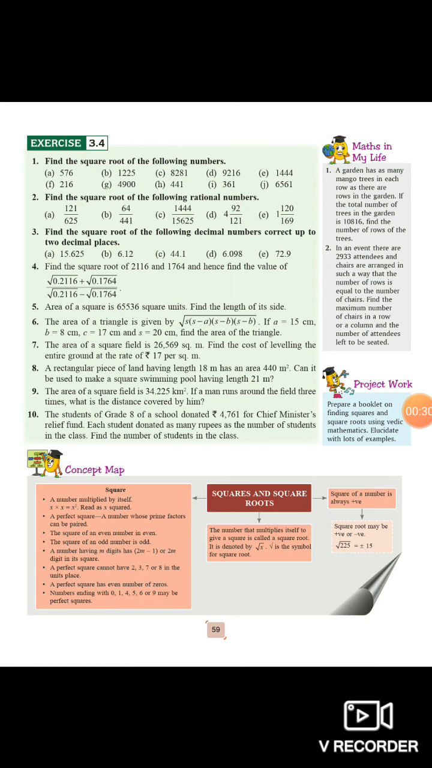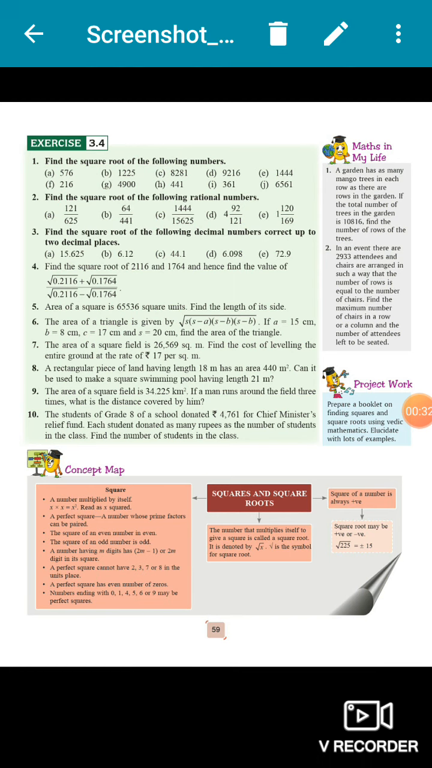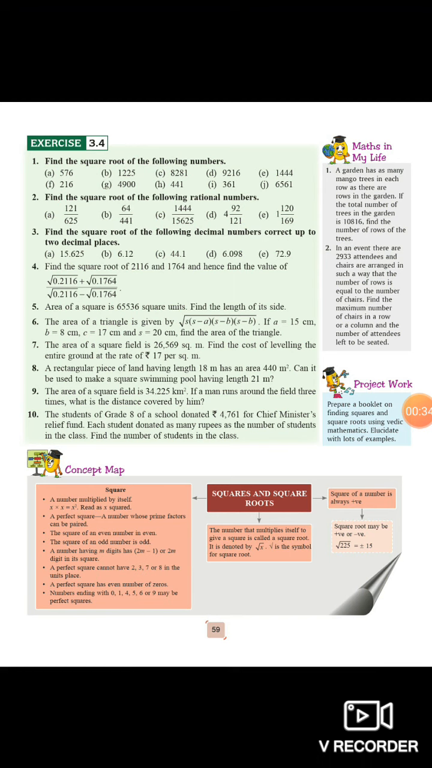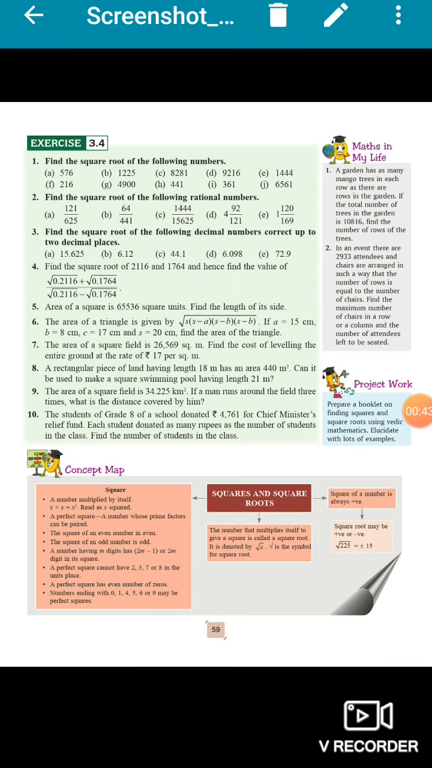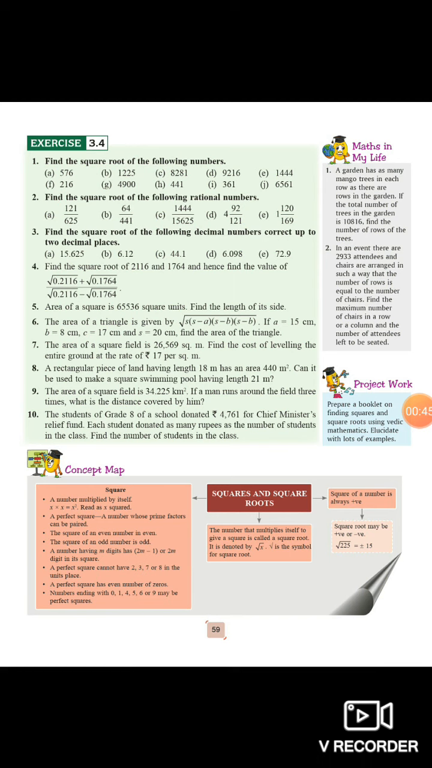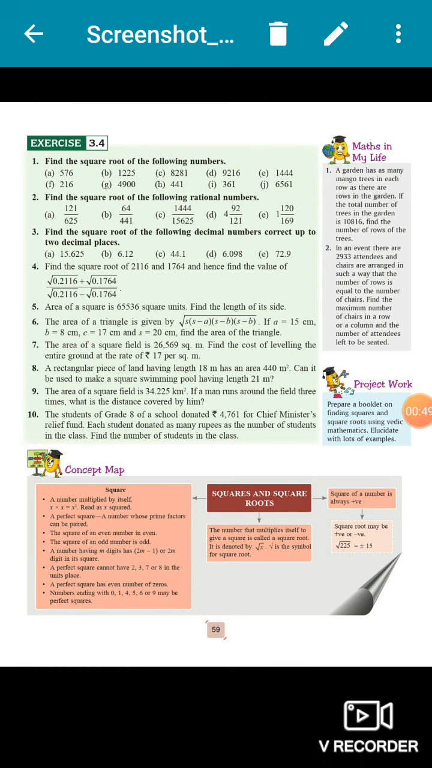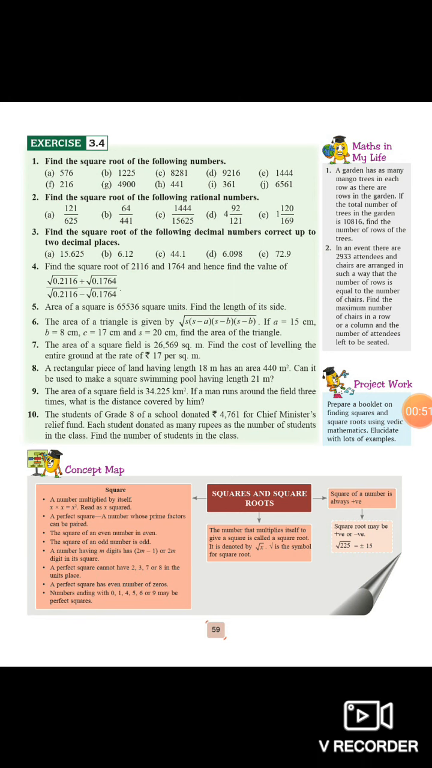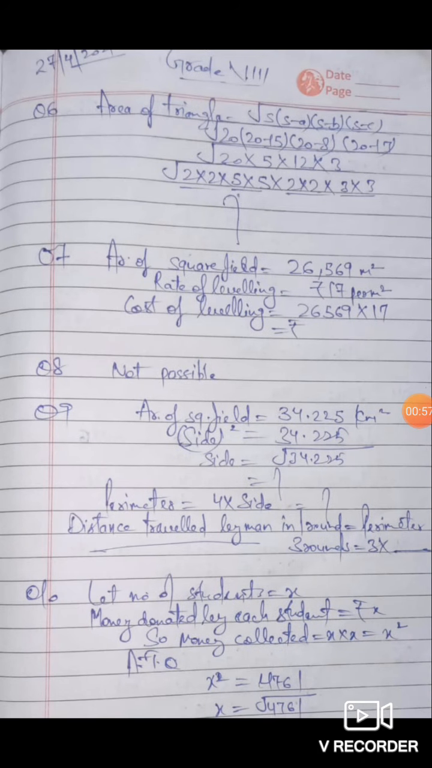But here this formula is given to you and direct values are given that we have to put. As you can see, a is equal to 15 centimeter, b is 8 centimeter, c is 17 centimeter and s is 20 centimeter. All the values are given, which we have to use in the formula. To find the area of the triangle, we just have to put all the values and then solve.